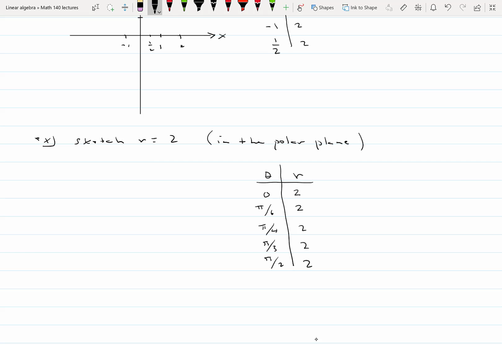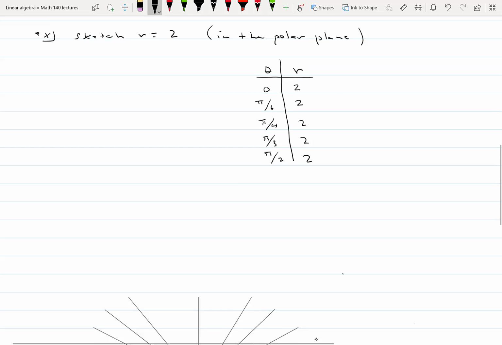Now, can you imagine what the graph is going to be before I actually graph it? Remember, theta sweeps out angles either positive, counterclockwise, or negative, which would be clockwise. And no matter what we choose for theta, r must move 2 units from the origin. Remember, the r value comes out of the origin. So if we always go 2 units away from the origin in the radial direction outward, what are we going to get? We're going to get a circle.